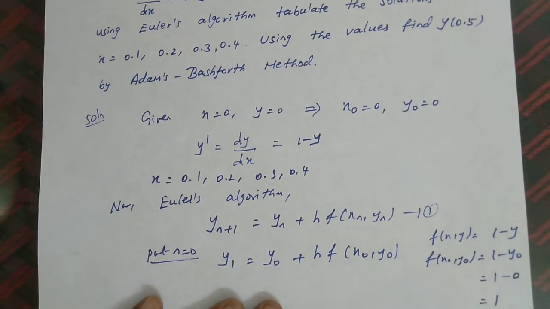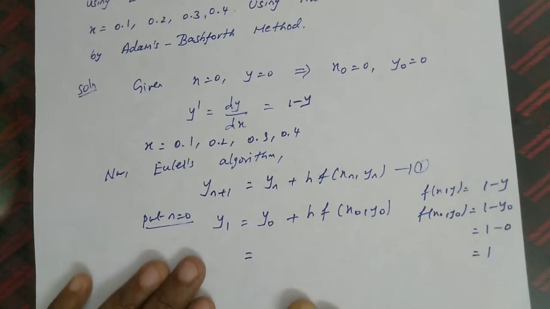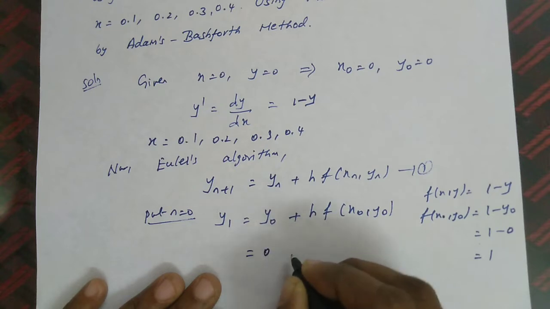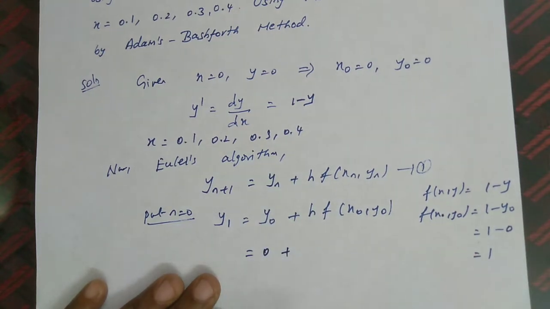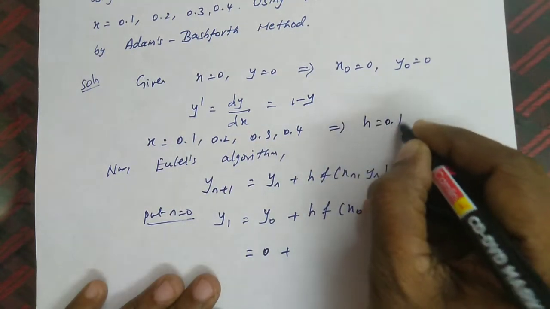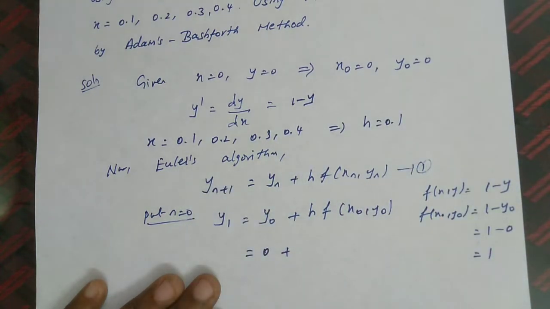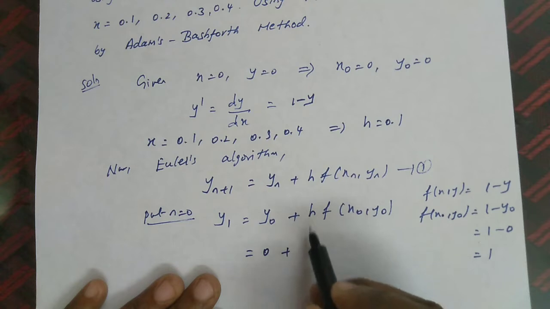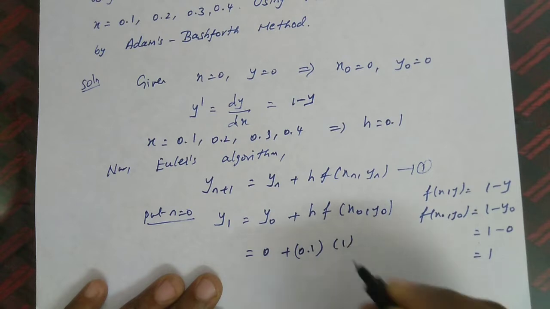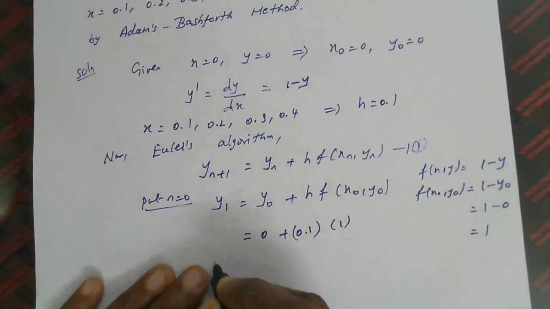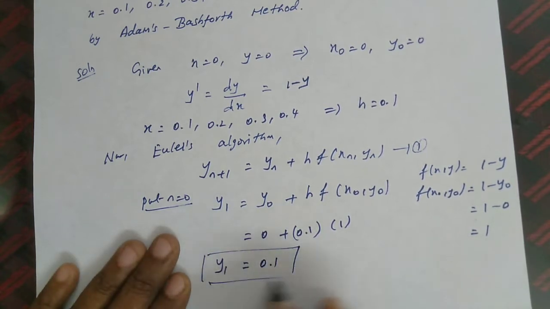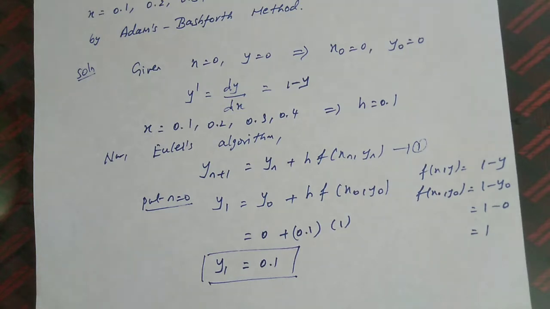So which is equal to 1. In this place we have to substitute the value of y naught, h and f of x naught, y naught. Y naught value is 0 plus h value. Look at the x data: 0.1, 0.2, 0.3, 0.4, which implies h is equal to 0.1, isn't it? h is nothing but the difference between the x data. So y naught is 0 and h is 0.1 into 1. Okay, so our y1 equals 1 into 0.1, so y1 equals 0.1. So the first value of y1 is nothing but 0.1.